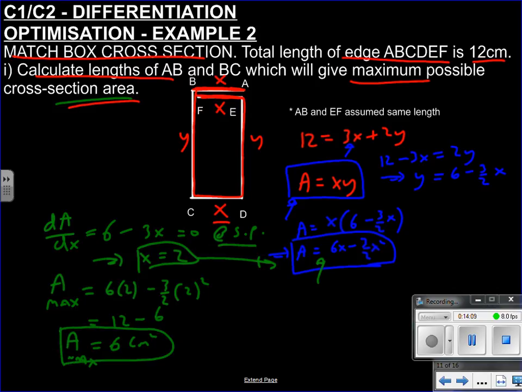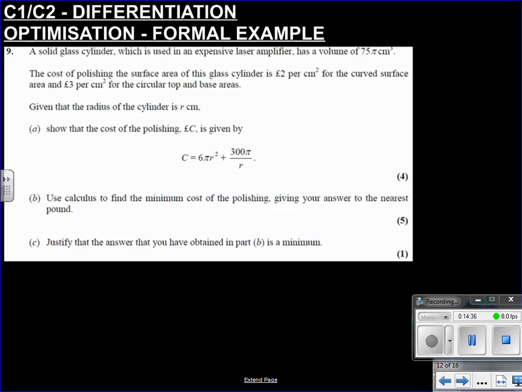And if it wants the dimensions, might as well, with x equals 2 centimeters and y then equals, from here, 6 minus 3x over 2. So 2 over 2, that's 1. So 6 minus 3, y must equal 3. And there we go, centimeters. Fantastic.